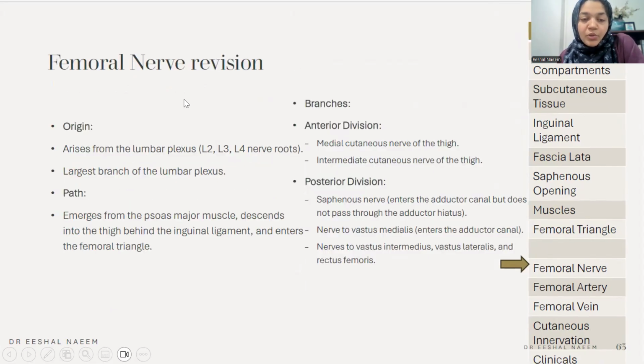Now, the femoral nerve, just a little revision: it arises from the lumbar plexus, L2, L3, L4 nerve roots. It's the largest branch of the lumbar plexus. It emerges from the psoas major muscle, descends into the thigh behind the inguinal ligament, and enters the femoral triangle. It has an anterior division and a posterior division. The anterior division has the medial cutaneous nerve of the thigh and the intermediate cutaneous nerve of the thigh. The posterior division gives you the saphenous nerve, which enters the adductor canal but does not pass through the adductor hiatus, as you will see in the next lectures. The nerve to vastus medialis enters the adductor canal, and then there are the nerves to vastus intermedius, vastus lateralis, and rectus femoris.